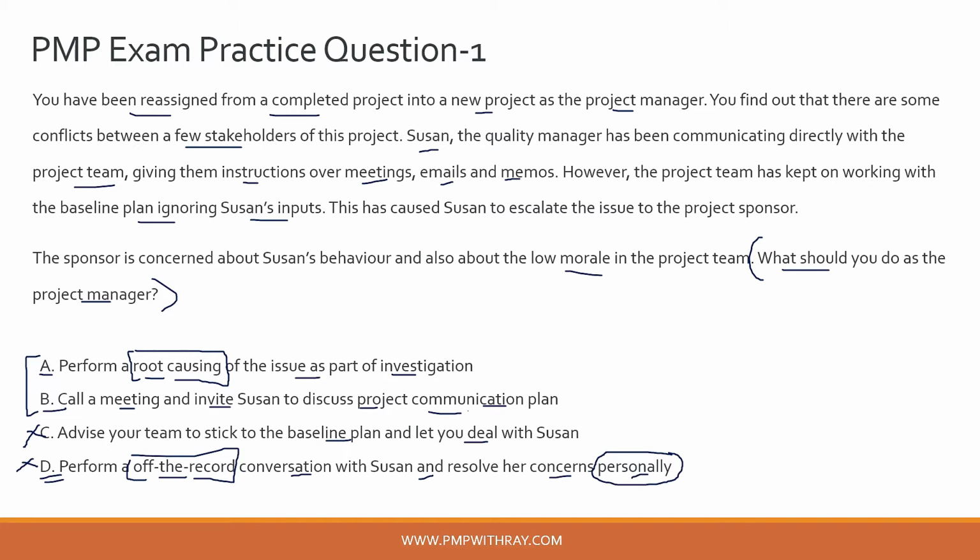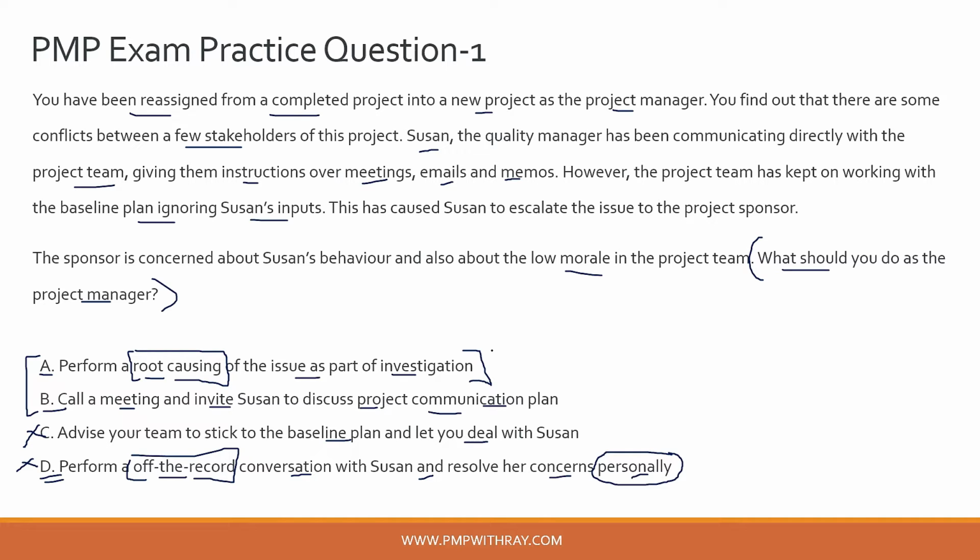So in this situation, just discussing the project communication plan might not be the best approach, because it will not resolve the concerns that Susan is having. And you know what will resolve them? It is by performing the root causing of the issue as part of the investigation. Maybe you have missed out a critical stakeholder from Susan's team. Maybe you were not able to identify Susan as a critical stakeholder in the identify stakeholder stage, in the initiation stage of a project. All this data will come up if you do a good root causing of the problem and try to solve the issue at its core.